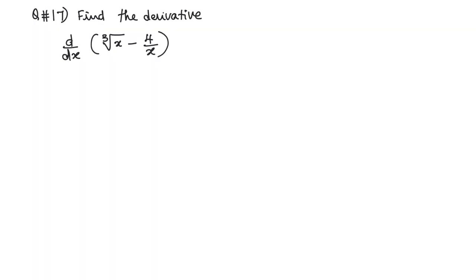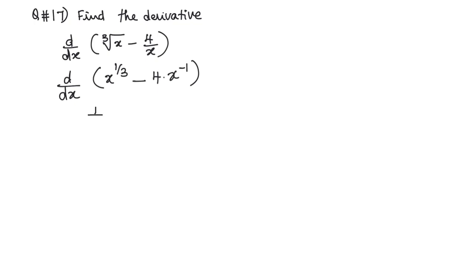Next is question number 17 from your exam. Find the derivative of cube root of x minus 4 over x. So we can rewrite this function as x power 1/3 minus 4 times x power -1. I move this x to the numerator so that the exponent will be negative. Then I can apply the power rule while taking the derivative.